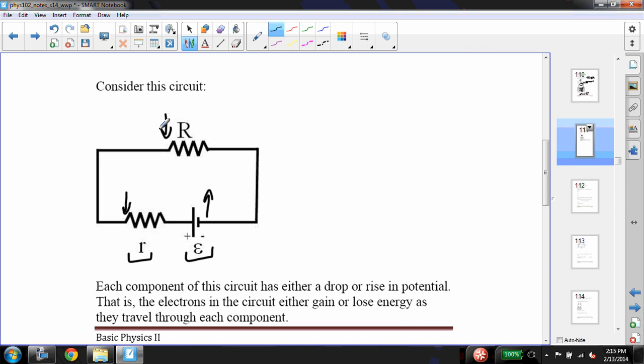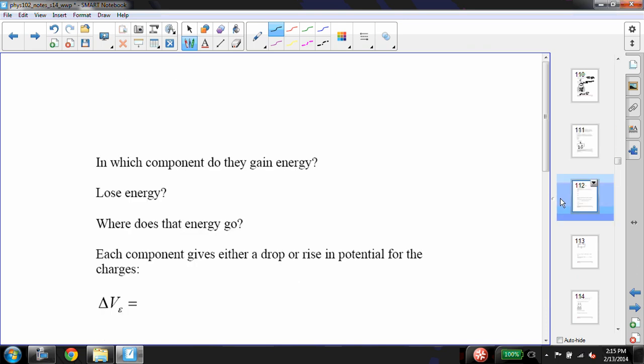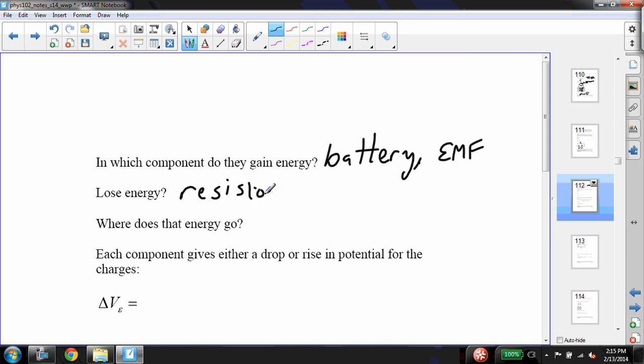So in these components, they will gain energy in the battery or the power supply. I'm going to show battery. Or if you want to say this is the source of EMF, they're going to lose energy in the resistors. And this energy will go into whatever you want it to do.